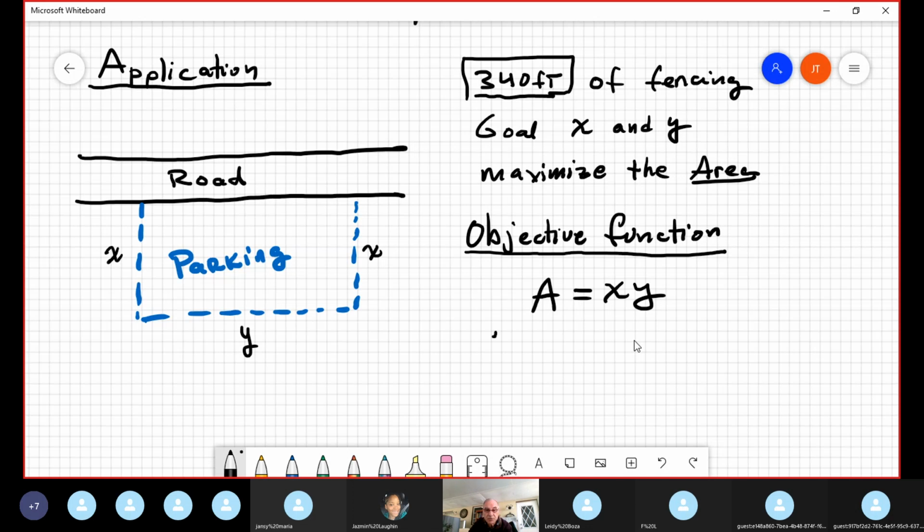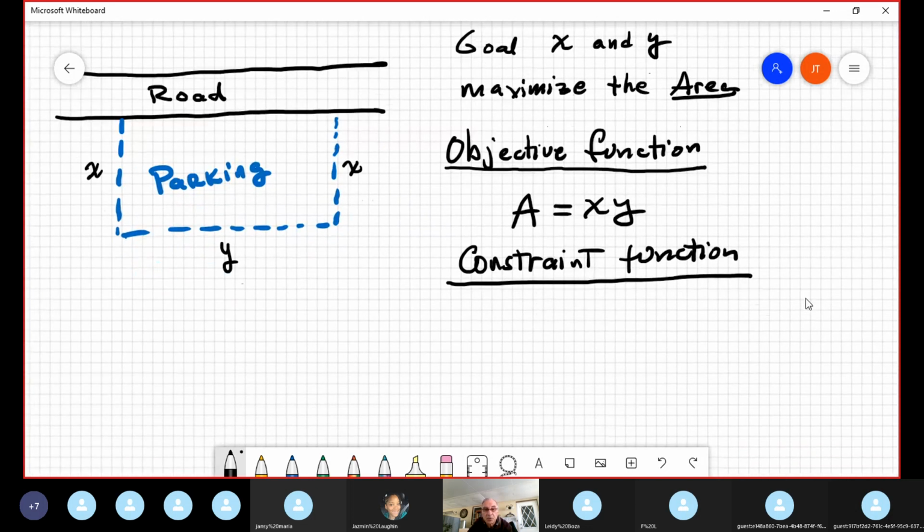We have a constraint function, which is the restriction of our problem. Normally, it's about the amount of material that we have available, which is the fencing. 340 is the constraint, the restriction, and it's equal to x plus x plus y. It's the perimeter: 2x plus y is the perimeter. So we have equation number 1, we have equation number 2, and we manipulate them.